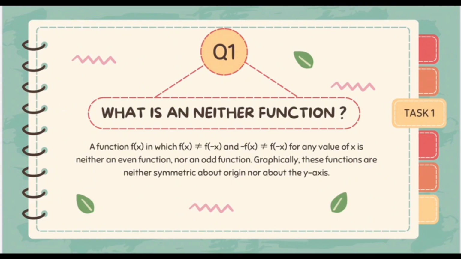How do we tell if a function is even, odd, or neither? A function f(x) in which f(x) is not equal to f(-x) and f(-x) is not equal to negative f(x) for any value of x is neither an even function nor an odd function. Graphically, these functions are neither symmetrical about the origin nor about the y-axis.